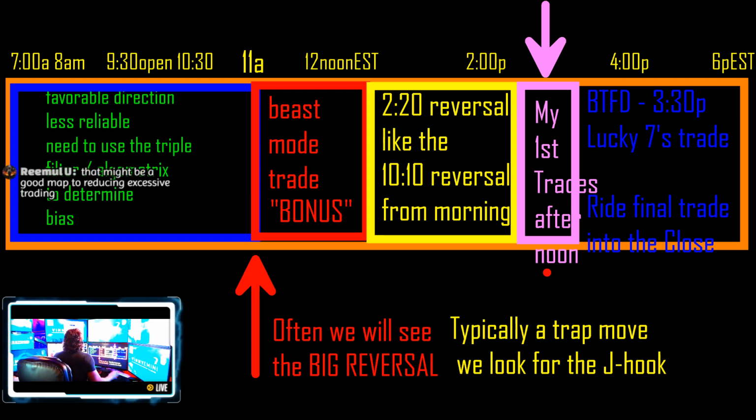However, you can also do it manually. That might be a good map to reduce excessive trading. Yes, especially early in your career, we are trying to reduce that.